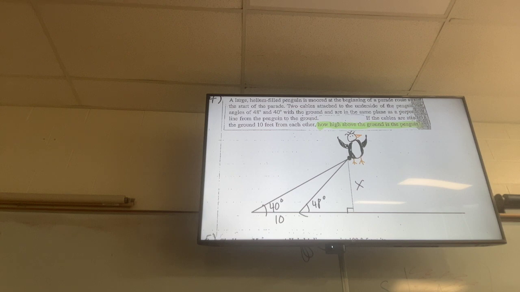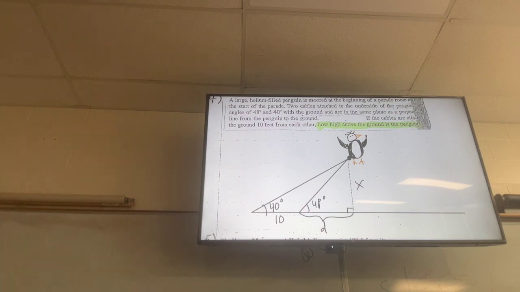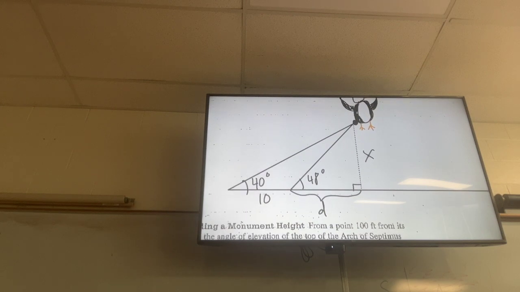Alright, so we don't know this distance right here, the distance between this closer cable and the point right below the penguin. We want to find X. Any ideas? It'd be nice if we knew D, right? If we knew D, the problem would just come out, the answer would not be too bad to come by. Right? We don't know D. So what do you think we can do?